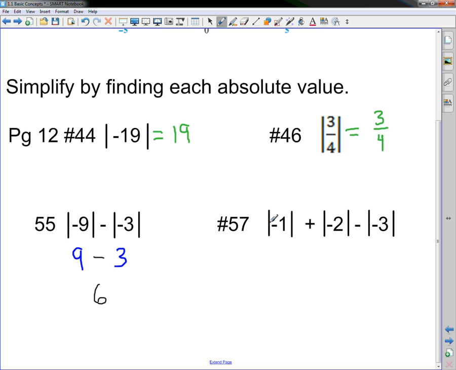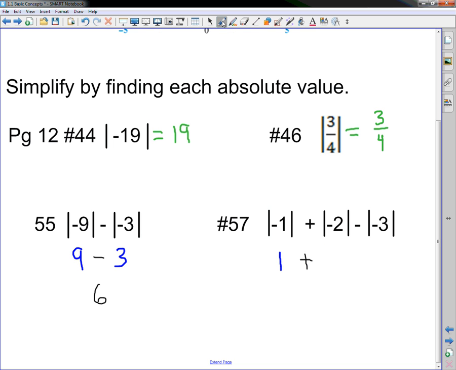Let's look at the other one. Go ahead and pause me if you want, give that one a try, and then unpause me and see if it works. So, welcome back, if you paused me. And we have the absolute value of -1. It becomes a +1. This time we have a plus between the two.